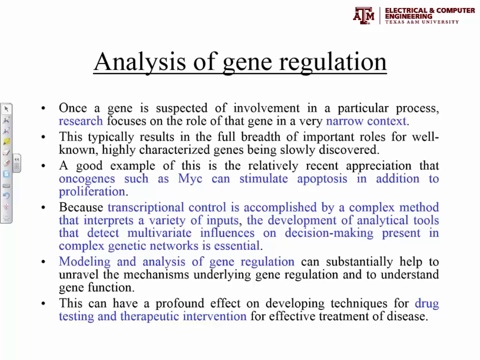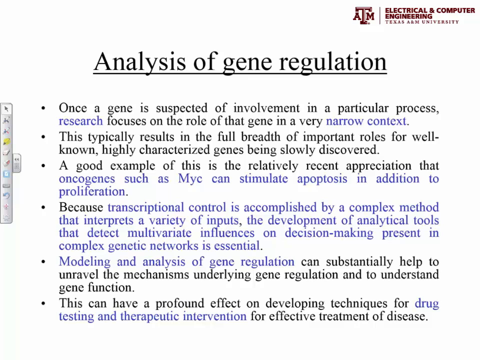So once a gene is suspected of being involved in a particular process, you basically hone in on that gene, and the others that are controlling it or you believe control it, and then try to study the behavior. This will typically result in the full breadth of important roles for well-known, highly characterized genes being slowly discovered. For some genes, like P53, we know the roles of P53. It's been extensively studied. A good example of this is the relatively recent appreciation that oncogenes such as MYC can stimulate apoptosis in addition to proliferation.